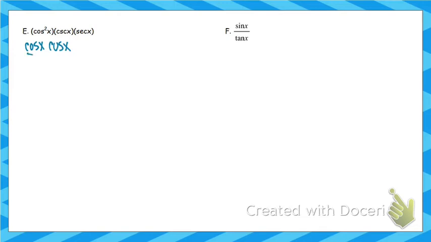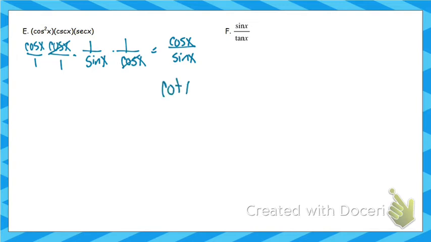Okay, I'll write that as cosine over 1 and cosine over 1. Cosecant, that's the same thing as 1 over sine. Secant is the same thing as 1 over cosine. So your cosines cancel out. You're left with cosine over sine. And cosine over sine is the same thing as cotangent. And that's as simplified as you can get. Again, there's a different way you could have gone there, but that might be the simplest. So again, a good strategy a lot of times is to rewrite things in terms of sine and cosine.